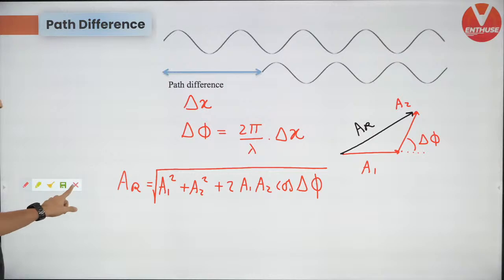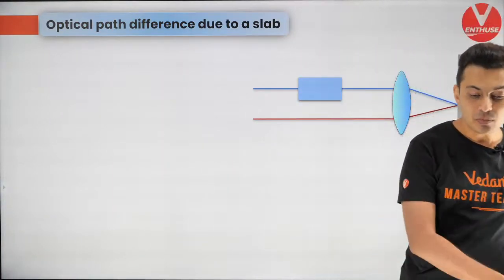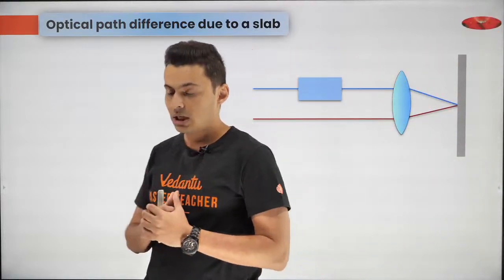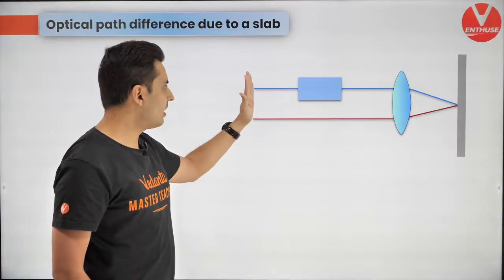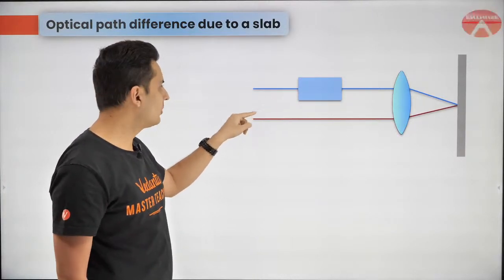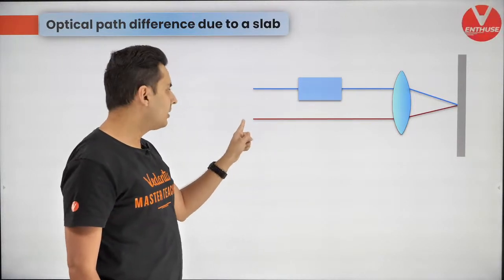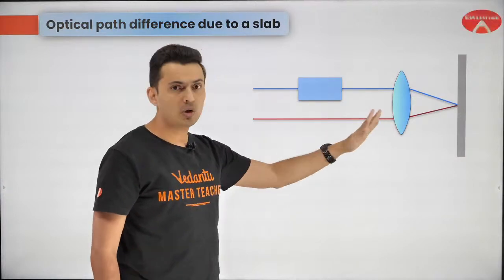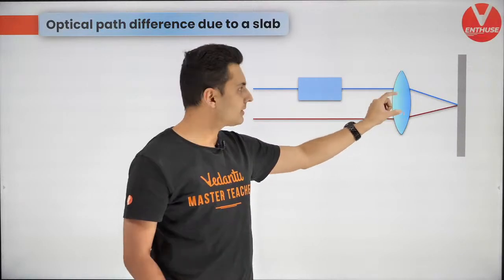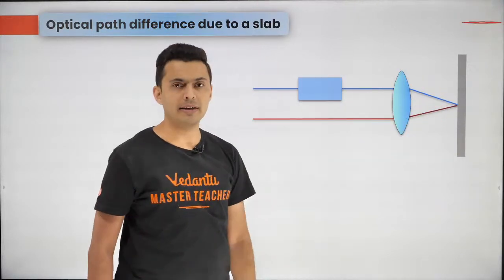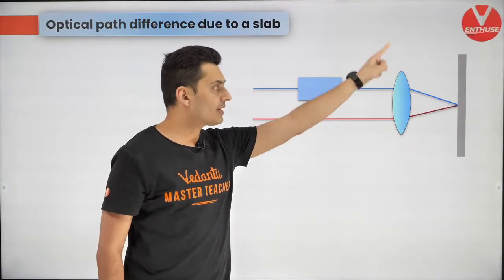So let's get going with the next part. Now that's the main part. Here comes the main part of today's class: optical path difference. Now imagine two rays of light starting simultaneously, the blue one and maybe the brown one. The blue one happens to pass through a glass slab and the brown one does not pass through any glass slab. Now they both go through a convex lens and they merge on the screen at the focal point. My question to you is, which ray will reach the screen faster?